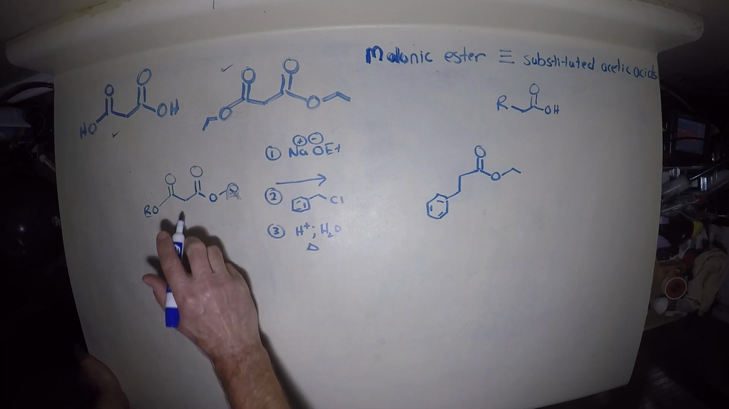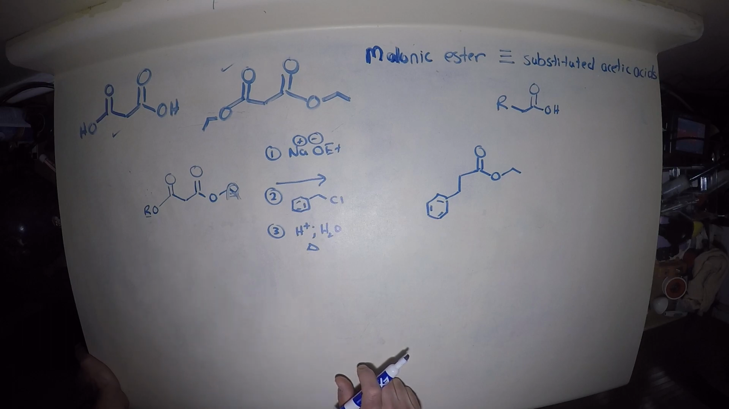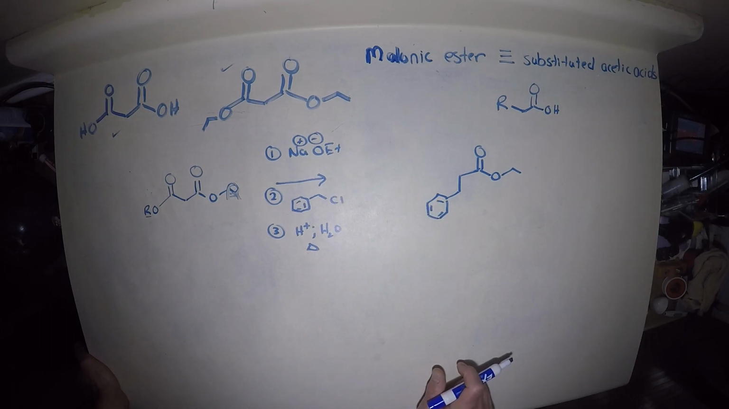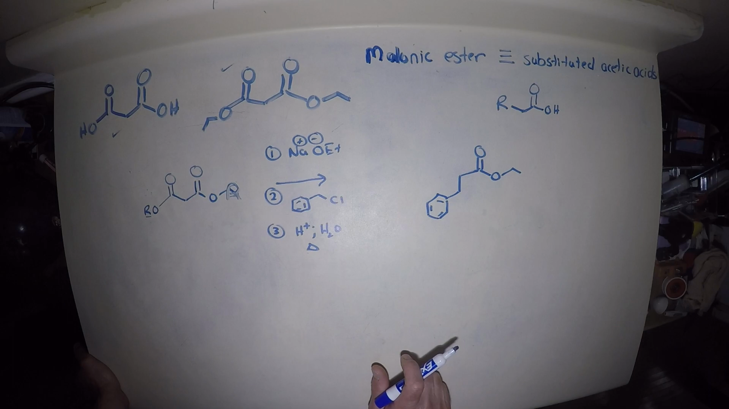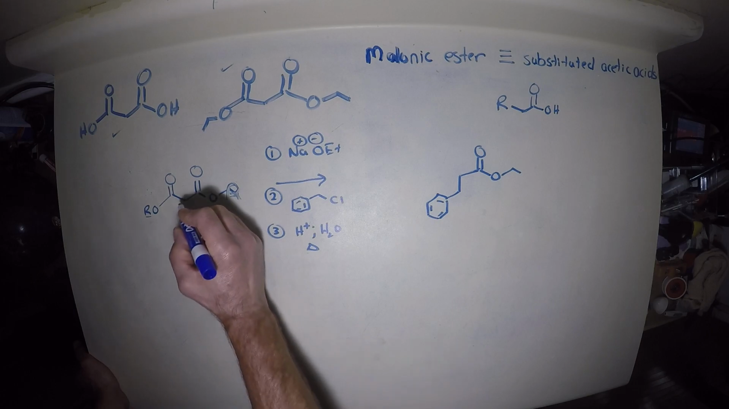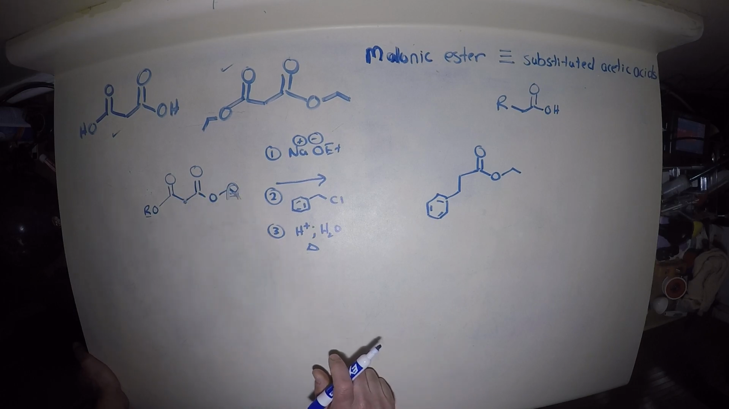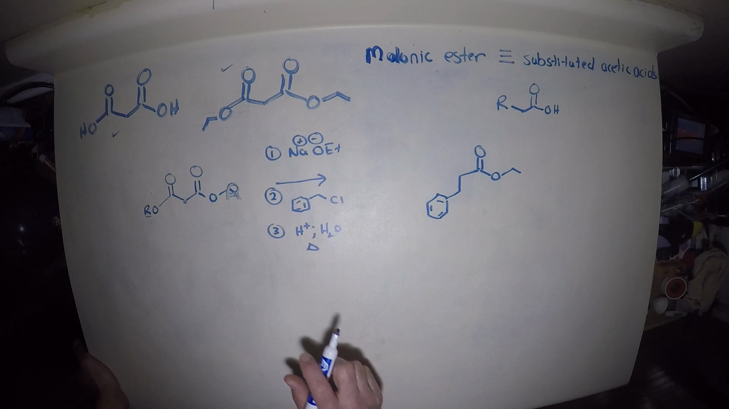Upon treatment of the malonate with a suitable base like ethoxide, we get conversion to an enolate, and the enolate can be alkylated with our suitable halide. And following alkylation, if we wanted to, we could do another alkylation and put two groups on the alpha carbon. Once we're done alkylating, the third step is treatment with water and acid and mild heating.